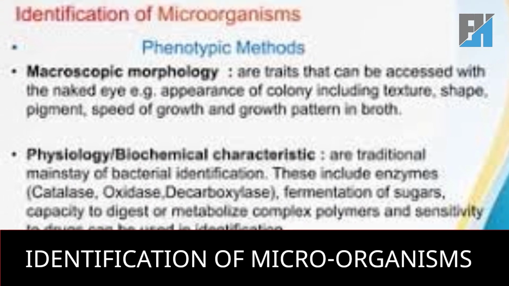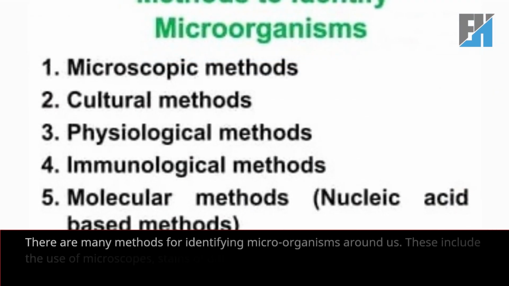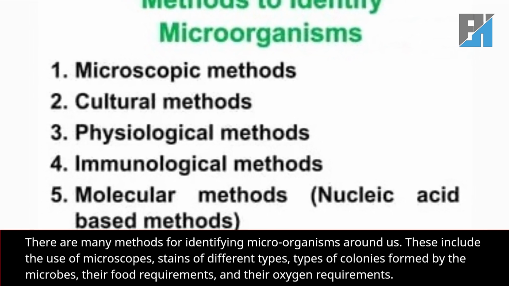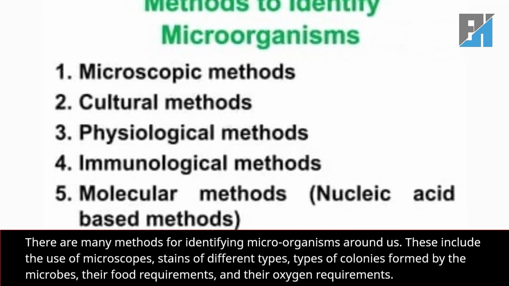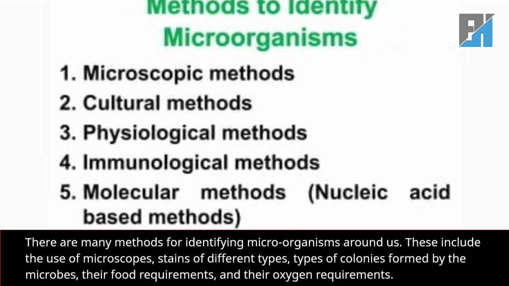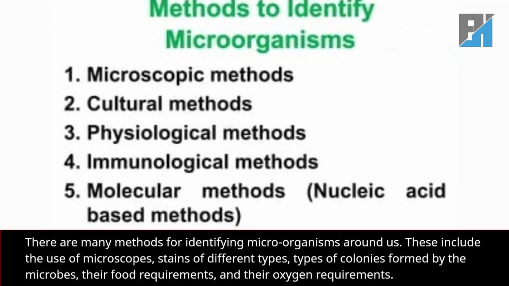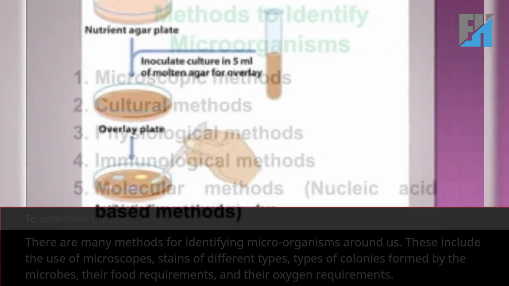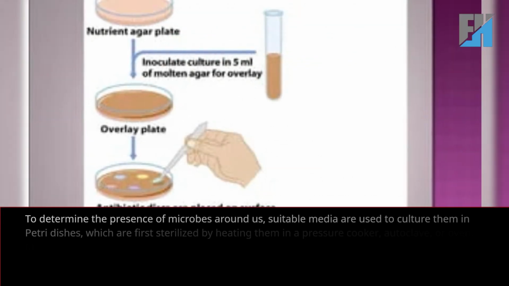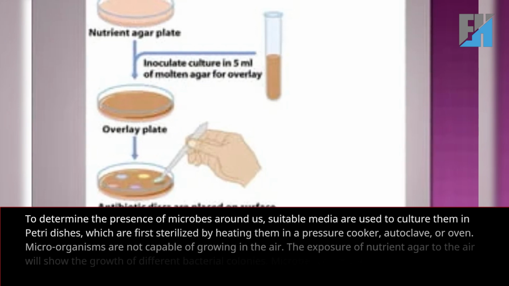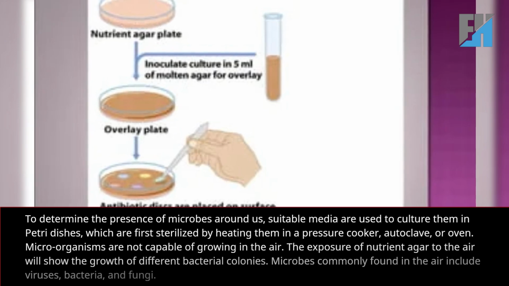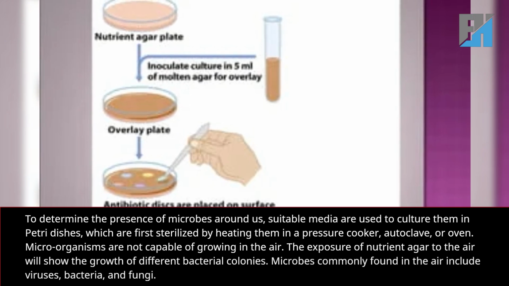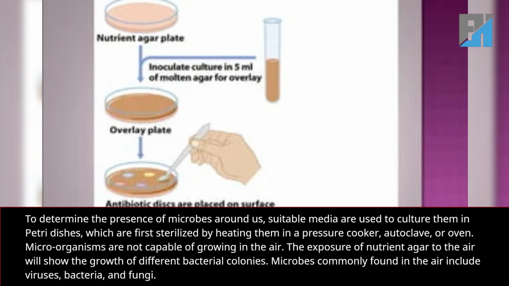Identification of microorganisms. There are many methods for identifying microorganisms around us. These include the use of microscopes, stains of different types, types of colonies formed by the microbes, their food requirements, and their oxygen requirements. To determine the presence of microbes around us, suitable media are used to culture them in petri dishes, which are first sterilized by heating them in a pressure cooker, autoclave, or oven.